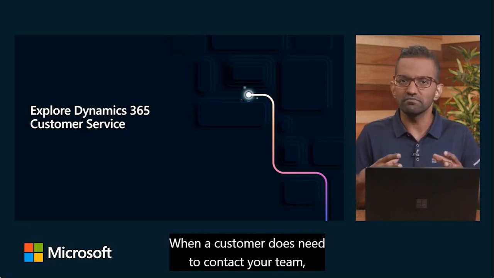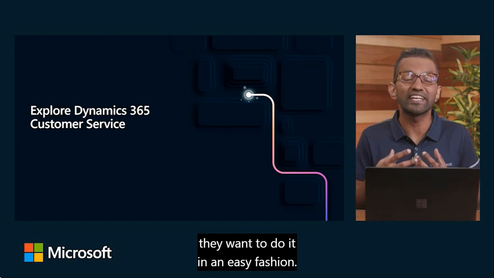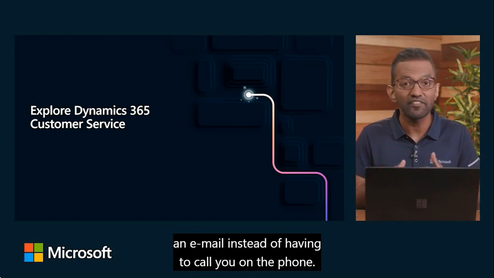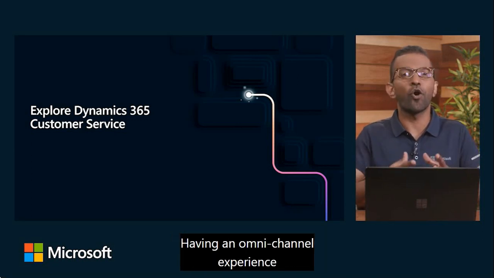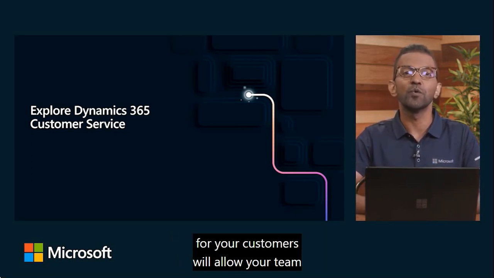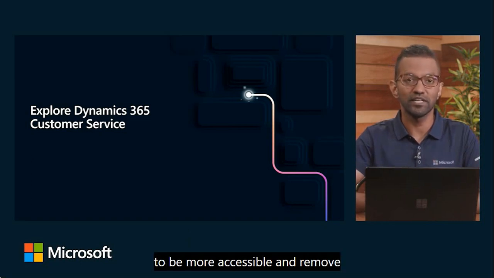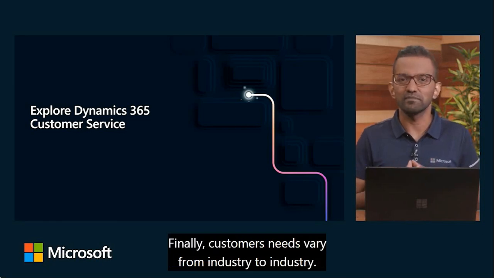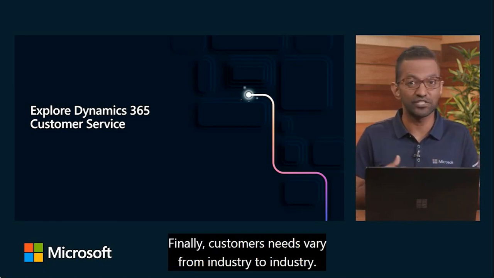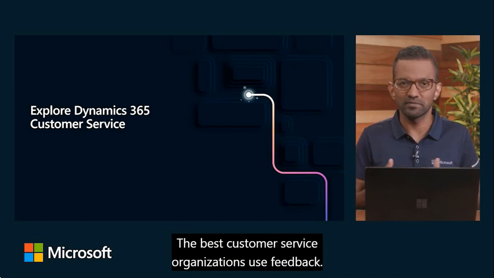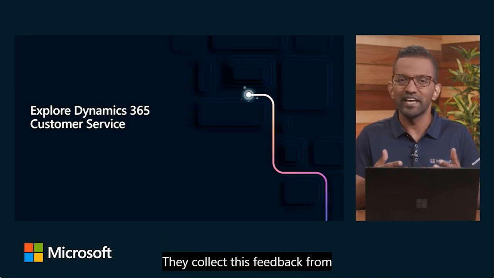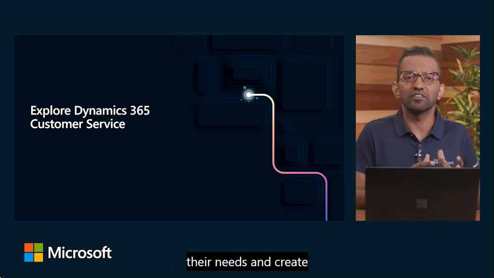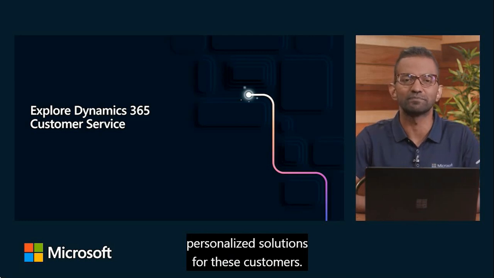And when a customer does need to contact your team, they want to do it in an easy fashion. Customers would much rather send a text or an email instead of having to call you on the phone. Having an omni-channel experience for your customers will allow your team to be more accessible and remove some of that stress from the interaction. And finally, customers' needs vary from industry to industry. The best customer service organizations use feedback. They collect this feedback from their customers to identify their needs and create personalized solutions for these customers.